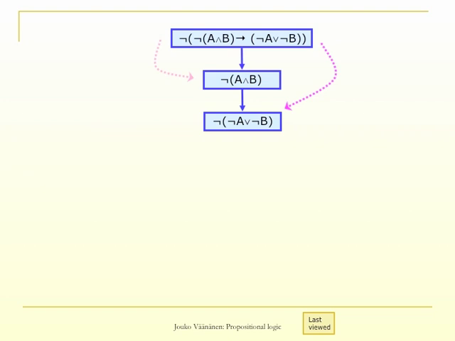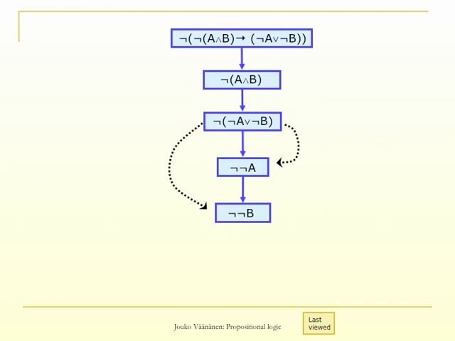Now we use the disjunction rule. The negation of the disjunction means that both disjuncts have to be false. So we get the negation of both disjuncts. We get negation A, that's a negation of the first disjunct, and negation B, which is a negation of the second disjunct.